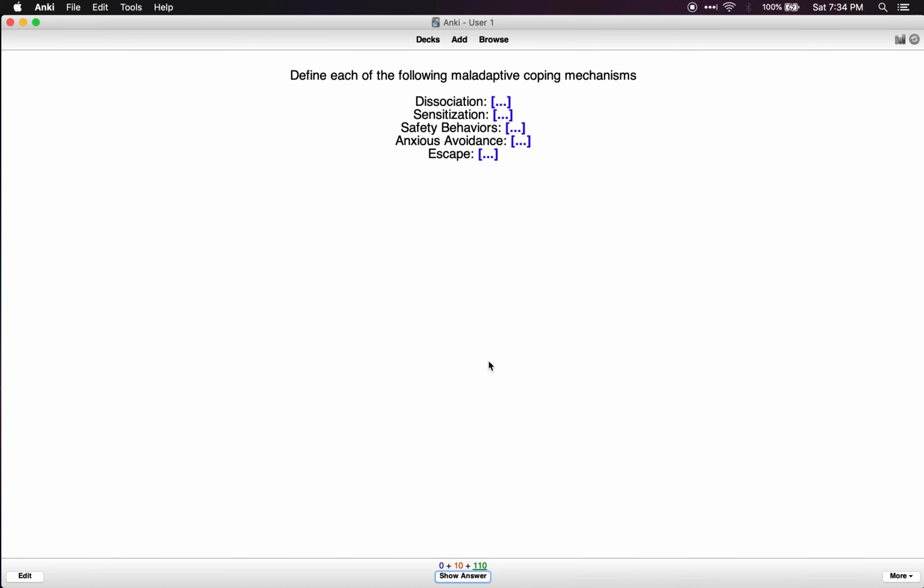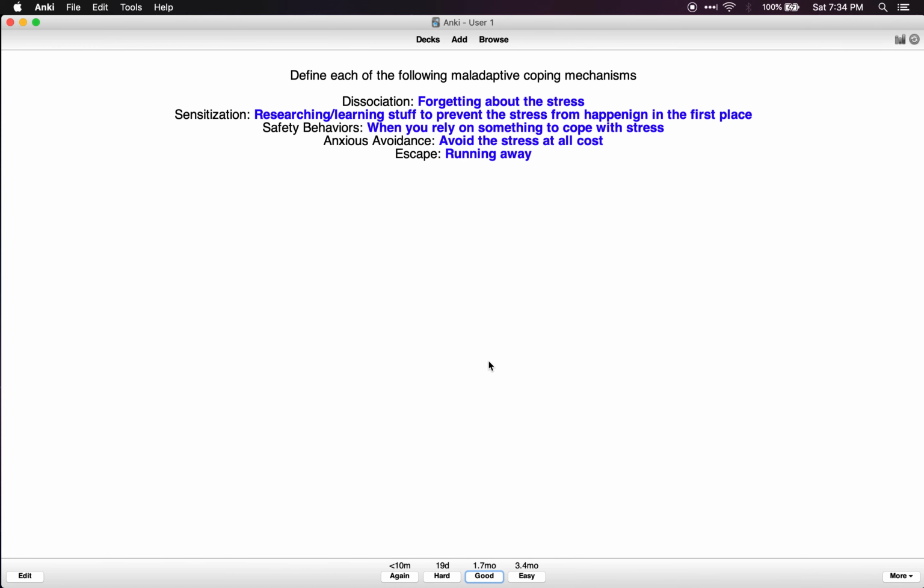Define each of the following maladaptive coping mechanisms. Oof. Association, getting anxious about stress. Sensitization, researching, learning stuff to prevent the stress from happening in the first place. Avoidance: when stressed, running away.